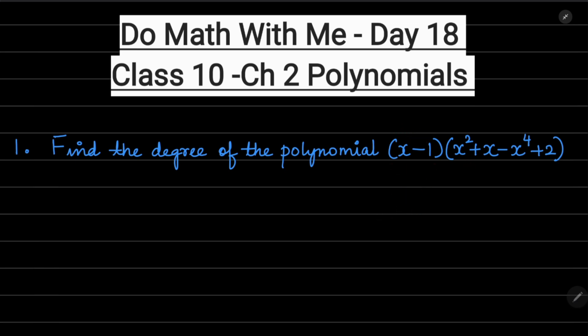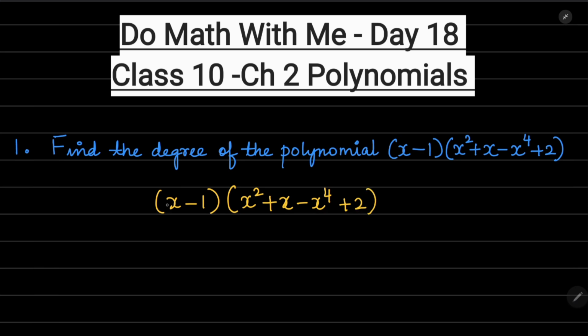What do you mean by degree? It is the highest power of the variable. Whatever is the highest power of the variable, that is what is called the degree of the polynomial, right? But here what you are given is nothing but a product of two algebraic expressions. So ideally what we have to do is, first of all, multiply the two expressions and then find out the degree. So let me write the given polynomial as it is: (x - 1)(x² + x - x⁴ + 2).